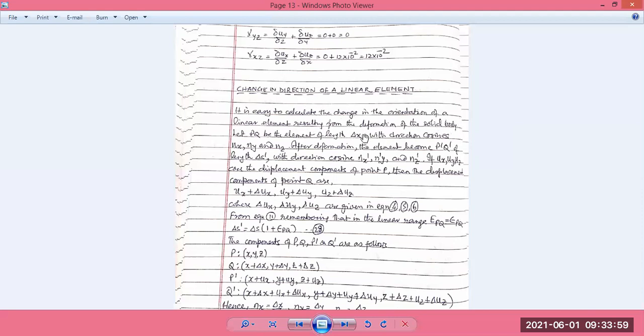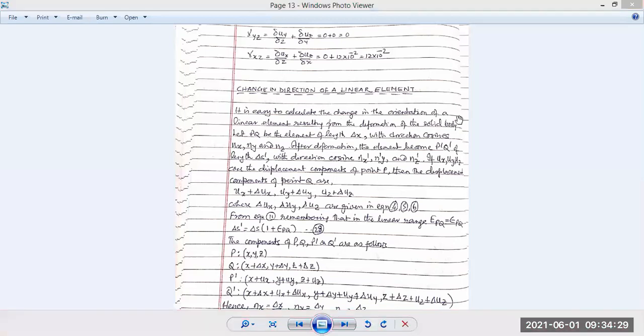Now let PQ be an element of length delta s, with direction cosines nx, ny, and nz. This PQ is not along the x, y, or z axis, but it is making an angle to all the x, y, and z axes, and the cosines of those angles with the x, y, and z axes are given by the direction cosines nx, ny, and nz itself.